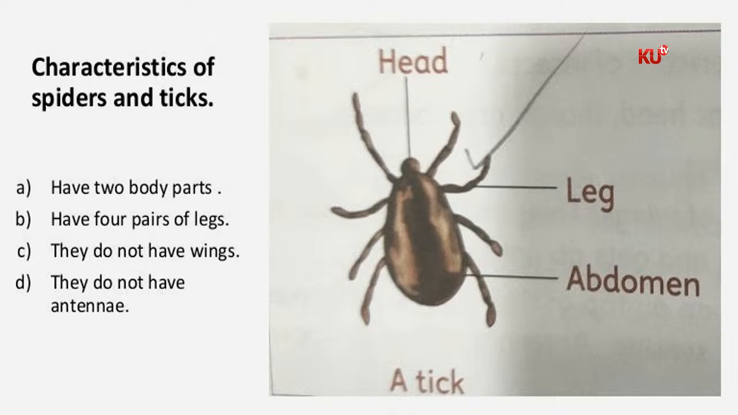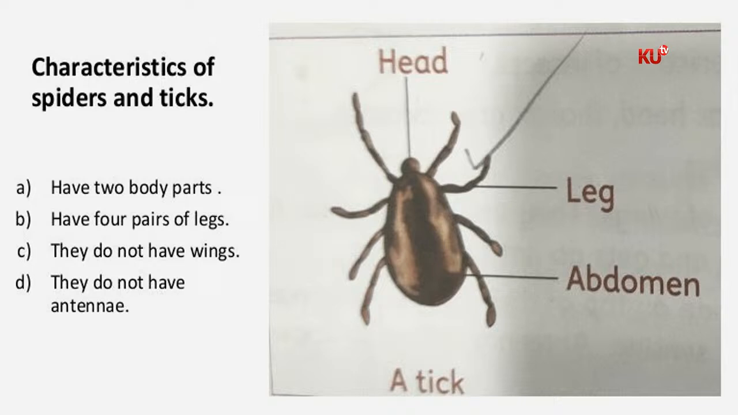In summary, the characteristics of spiders and ticks are 4. Number 1, they have 2 body parts, as we can see, the head and the abdomen. They have 4 pairs of legs. That is a total of 8 legs. You can count from your diagram. They do not have wings.